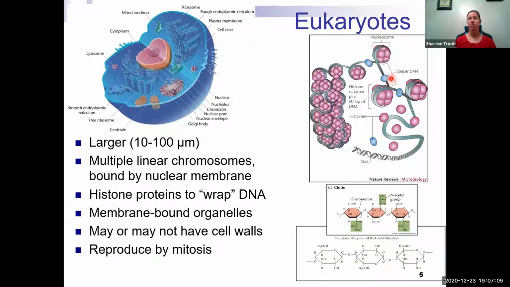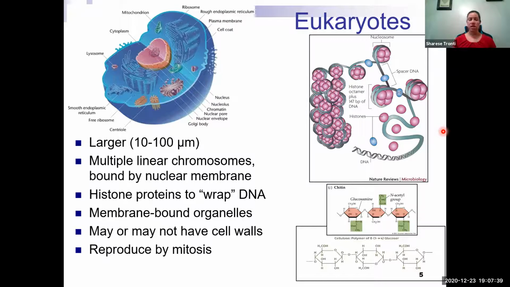On the other hand, we have eukaryotes. Eukaryotes are much larger. They have multiple linear chromosomes. So instead of being circular, now they're linear. For example, the human has 46 different chromosomes. So we have multiple linear chromosomes, and those chromosomes are going to be held inside of the nuclear envelope, or the DNA will be inside of the nucleus.